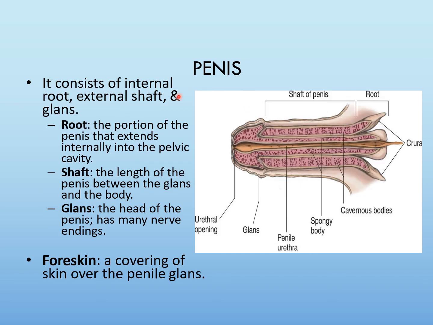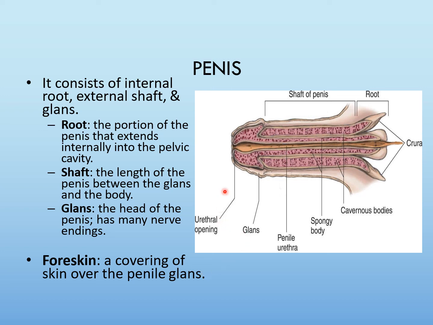About the structure of the penis, it has a root, shaft and glans. The root is the portion of the penis that extends internally into the pelvic cavity. The shaft is the length of the penis between the glans and the body. The glans is the head of the penis. The foreskin is the covering of skin on the penile glans.